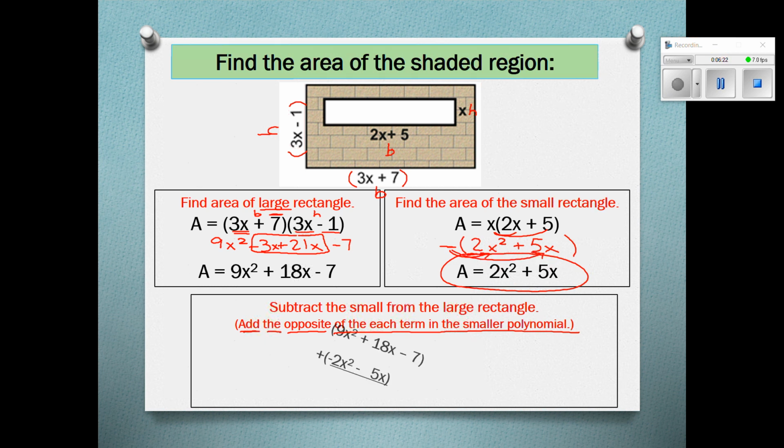So I'm going to take the area of the large rectangle, which was 9x squared plus 18x minus 7, and I'm going to add the opposite of each term in the one that we're subtracting. So instead of a positive 2x squared, we're going to do a negative 2x squared. And instead of a positive 5x, it's going to be a negative 5x. And I have aligned them vertically here with like terms. So now when we combine the like terms, the area of the shaded region would be 7x squared plus 13x minus 7.